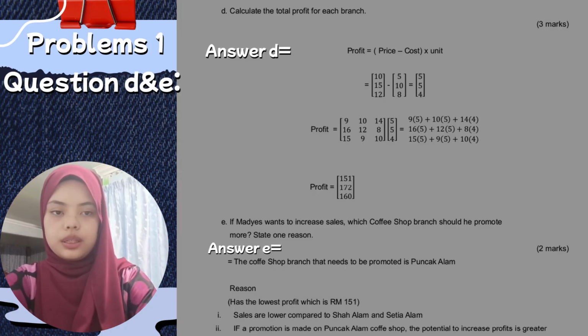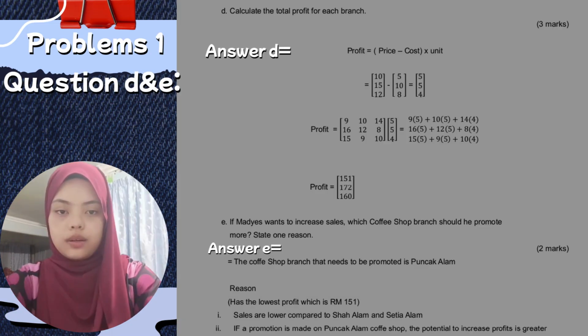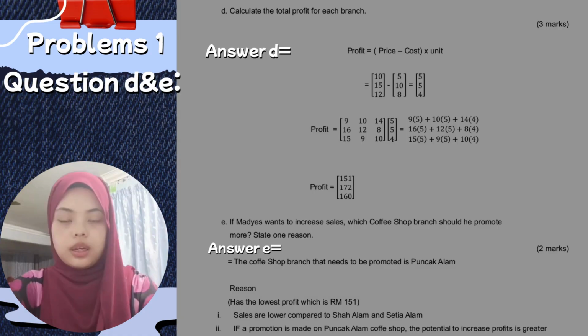For branch 2, it is 16 times 5 plus 12 times 5 plus 8 times 4, equal to 80 plus 60 plus 32, and it equals 170. For branch 3, it is 15 times 5 plus 9 times 5 plus 10 times 4, equals 75 plus 45 plus 40, which equals 160.